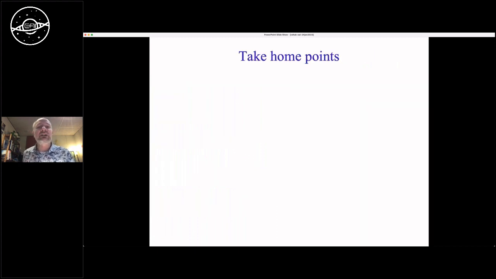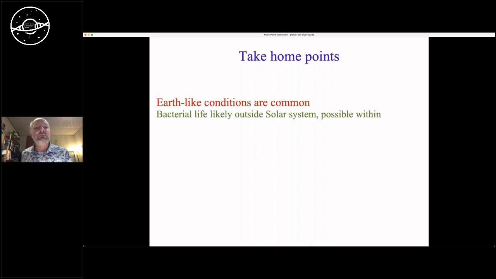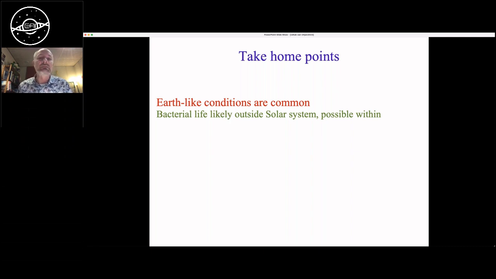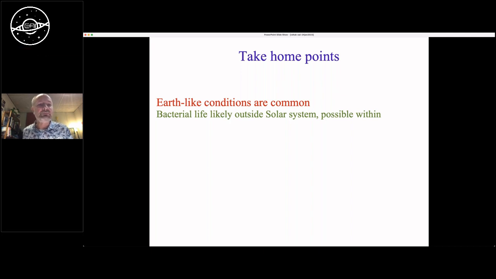Good. I think I want to leave it at that. Let's just summarize the main message here. First of all, conditions like the Earth are very common throughout the universe, right? Habitable planets are really abundant, essentially 1 billion in our Milky Way alone. And that means, given that for most of the age of the Earth there have been bacteria, that bacterial life is highly likely, at least in the Milky Way, and it may even exist in some places in our solar system.